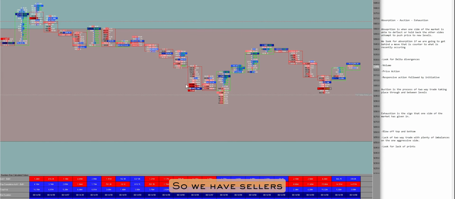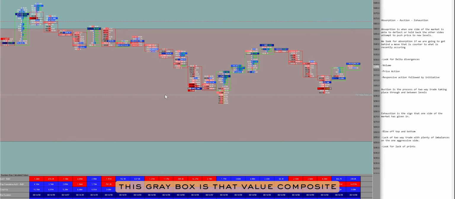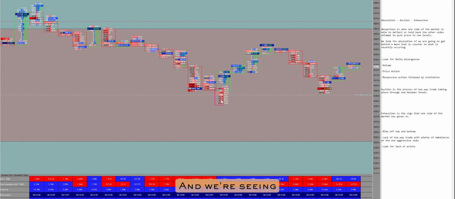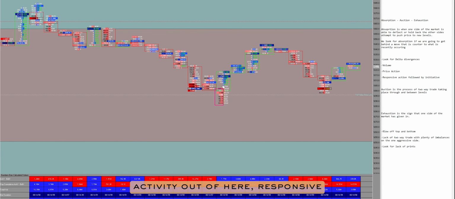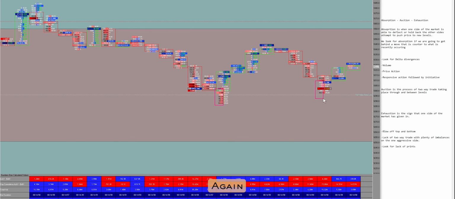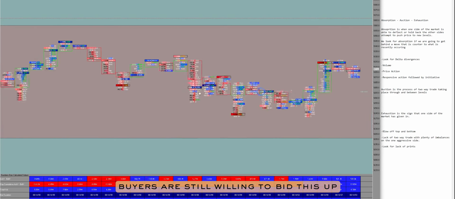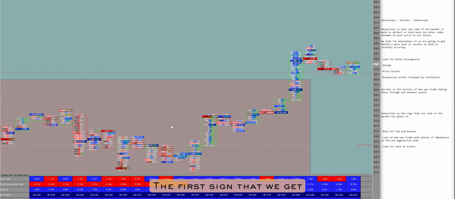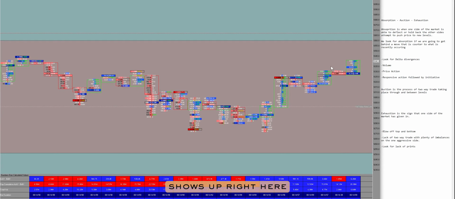So we have sellers walk this back down to what ultimately within this structure is more along the lines of the point of control. So remember, this gray box is that value composite. And we're seeing that the aggressive selling is met by a passive buyer, trapping at this low. Responsive activity out of here, responsive and then initiative. Okay, again, closing above that value. There's just more activity at the low end of the candle that's showing that buyers, passive buyers, are still willing to bid this up. Okay, the first sign that we get of any kind of acceptance outside of this range shows up right here.